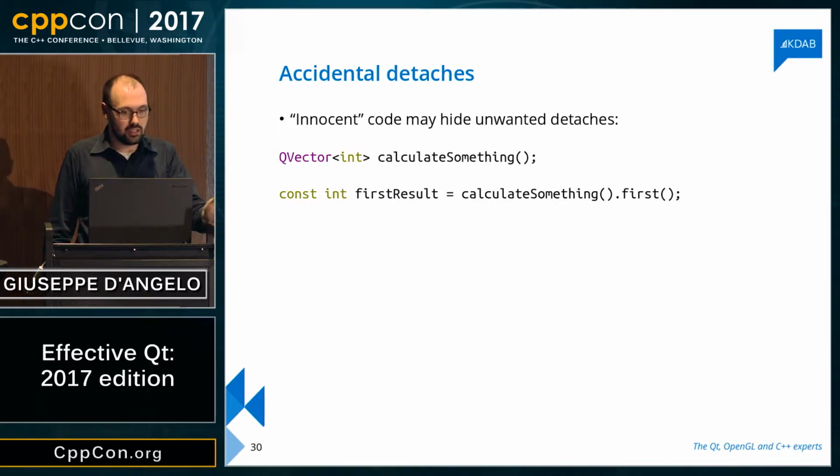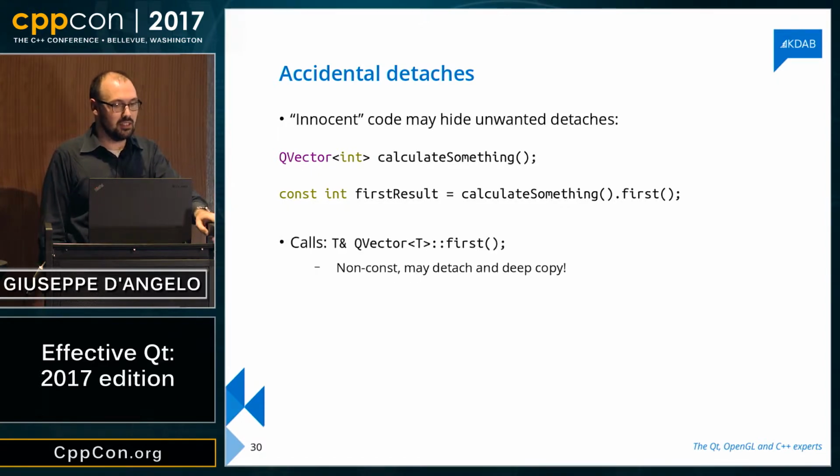Indeed, this code does work, but there is a subtle thing going on there. That is, first, just like front, is a non-const member function. If the vector returned by that function was implicitly shared and the ref counter was bigger than 1, this code right here just caused an accidental detach. So what I did was deep copying the vector, getting the first element, and then destroying the copy I just made. All in one statement.